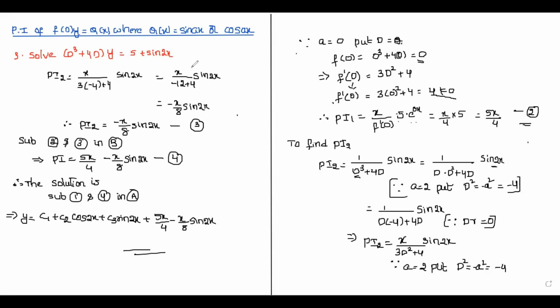Since the numerator is not having any term in d, there is no need to multiply sine 2x inside. So therefore, particular integral 2 is equal to minus x by 8 into sine 2x. Now the particular integral will be obtained by adding both particular integral 1 and particular integral 2, which is nothing but particular integral is equal to 5x by 4 minus x by 8 into sine 2x. Now the solution is obtained by substituting 1 and 4 in the equation A, which is equal to complementary function plus particular integral.